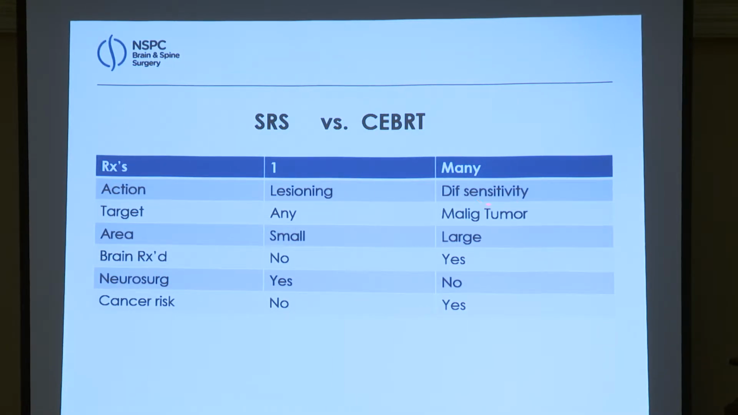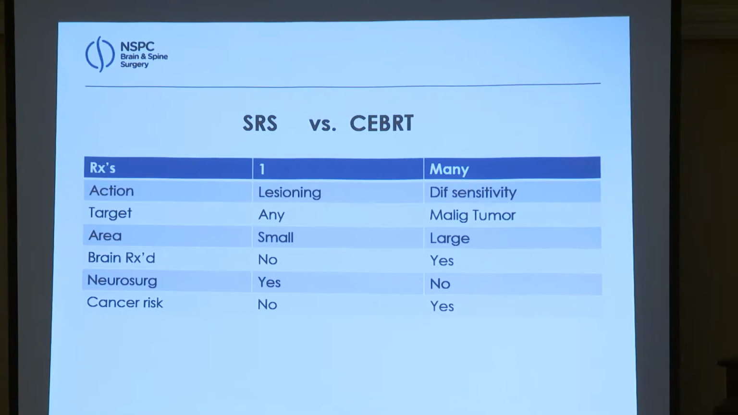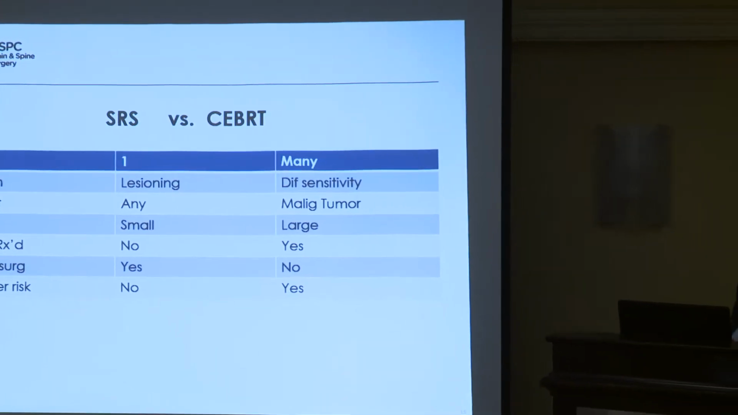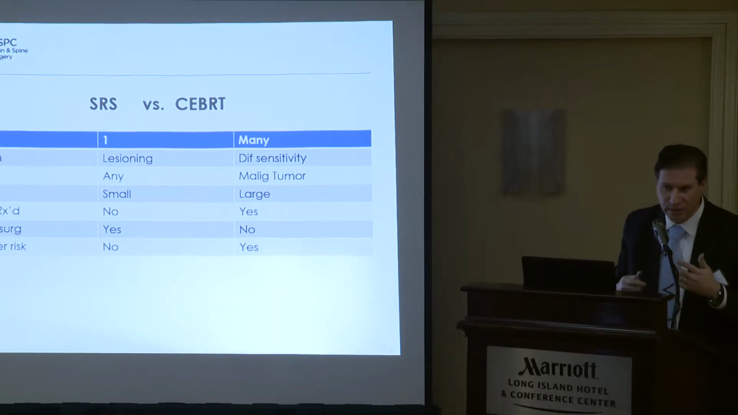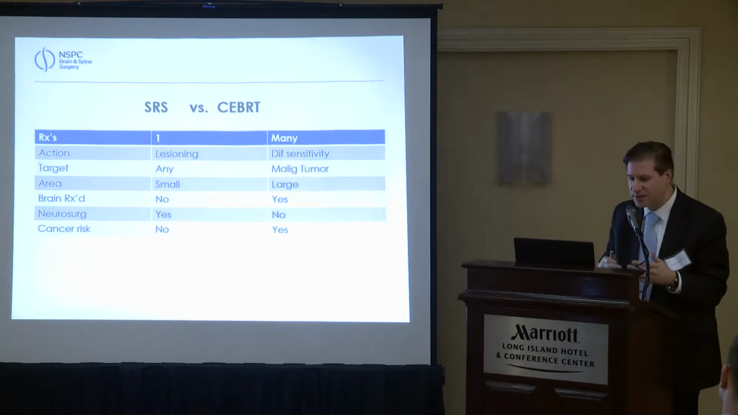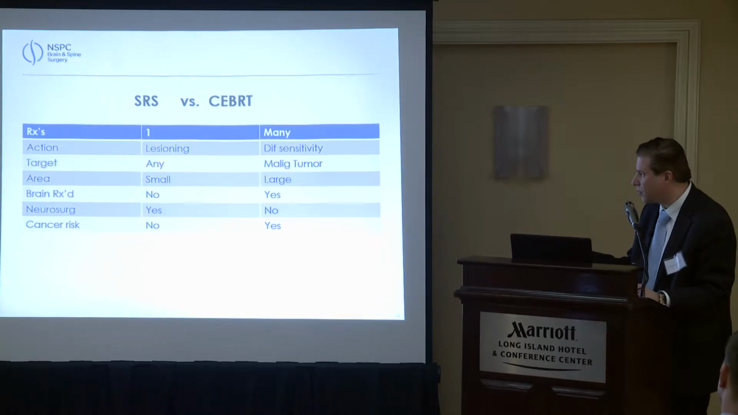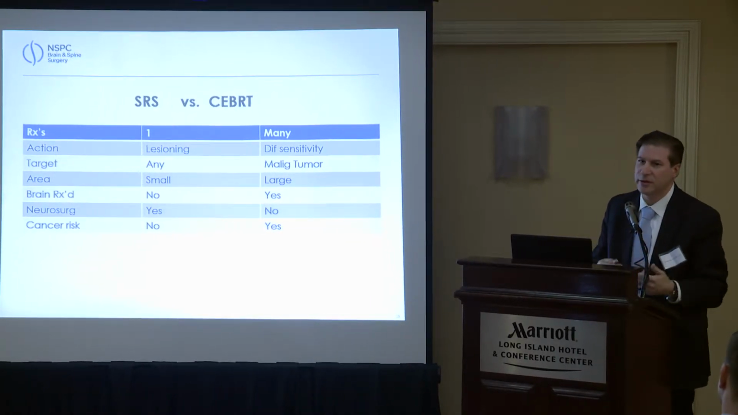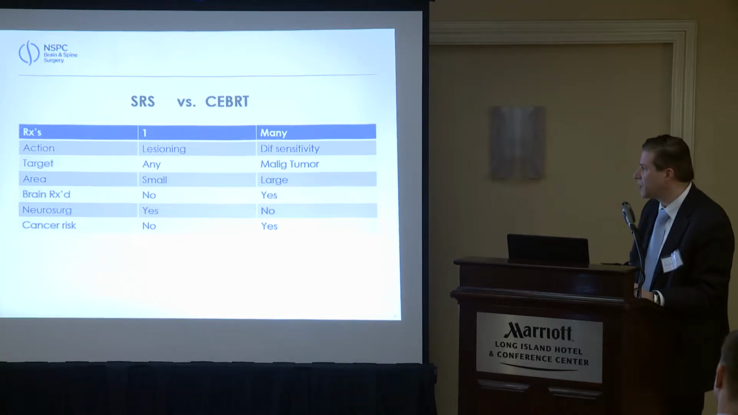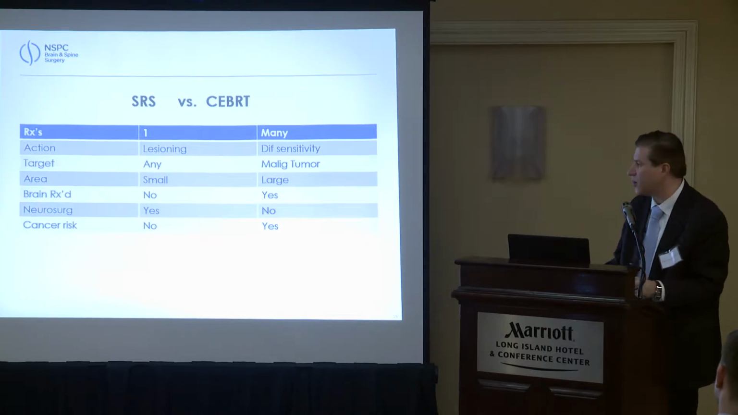Conventional external beam radiation works in a completely different manner, which is differential sensitivities. That is to say that it's mostly used on cancerous tumors, and the cancer cells are actively in a division state, and when they're dividing, they are more susceptible to lethal damage from radiation, whereas most cells in the body are not actively dividing and therefore are not sensitive to that same dose. The target of radiosurgery can be, again, theoretically anything: benign, malignant, a normal piece of tissue, whereas conventional radiation is used almost entirely on malignant tumors for the reason that it works through differential sensitivities.